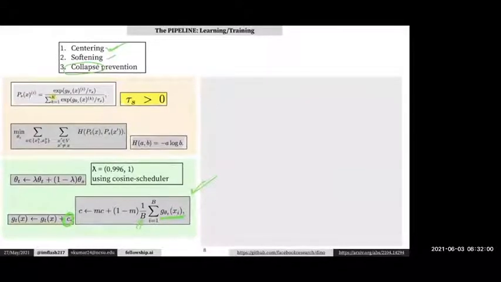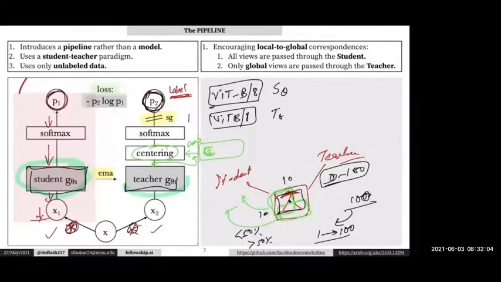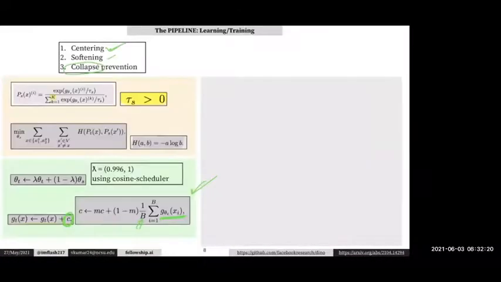What this does is it forces the architecture to depart from identity. Now the student, because it is faced with a better label, will never restrict itself to the identity matrix. So your collapse is prevented this way. And yeah, softening is just like a usual softmax layer with temperature. They add a temperature which is greater than 0, and then they take negative log likelihood as a loss.